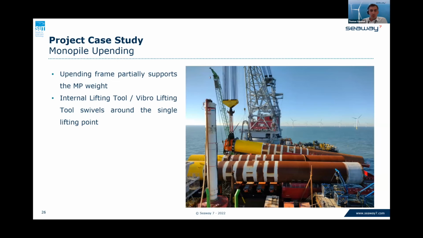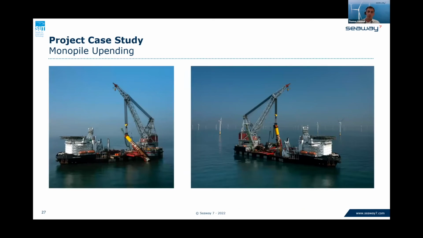So once we're in position, we typically use either an internal lifting tool or a vibro lifting tool, stabbing it into the monopile and then using it as the swivel point for our single point of lift. The storage frames you saw, one of them is a bit special in that it's also an upending frame, and that partially supports the monopile weight whilst it's being brought into its vertical orientation. A few more photos there of it being brought around.